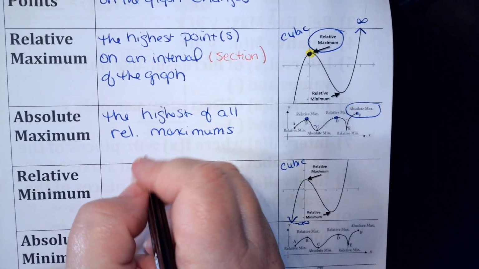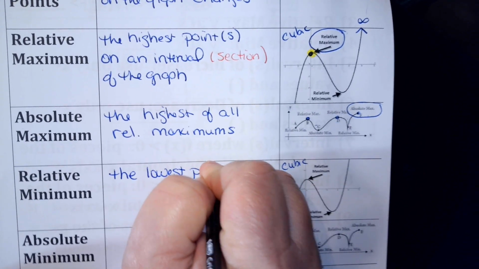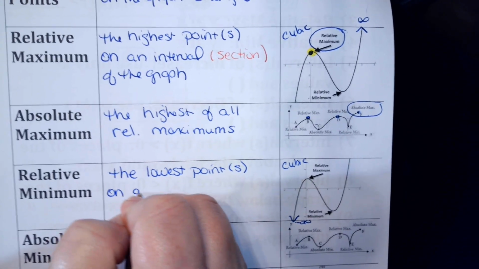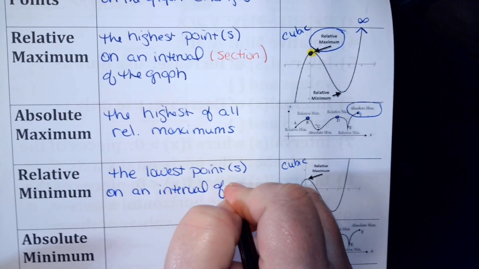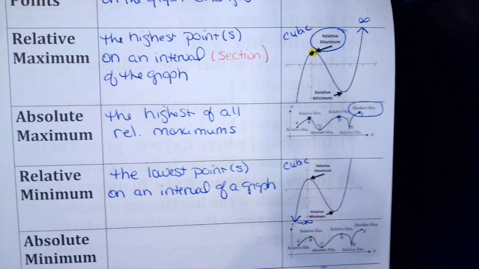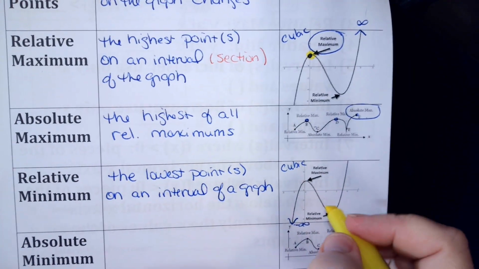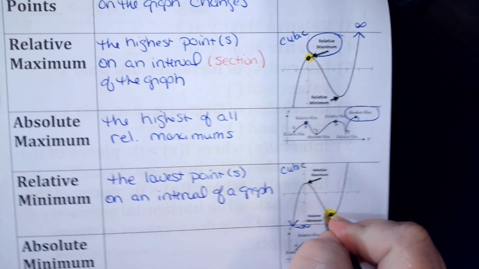A relative minimum is simply going to be the lowest point, or points, because you can have more than one, on an interval of a graph. And most of the time these do occur at a vertex. So right here, this is the lowest section. That is the lowest point. So this right here is our relative minimum.